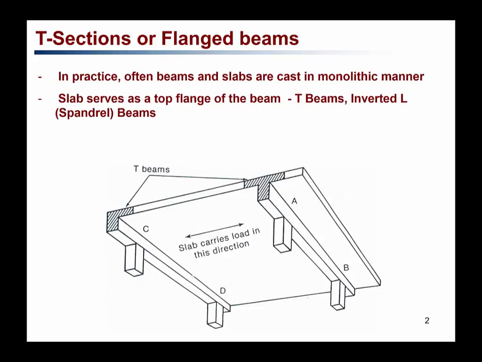In this case, the slab will act together with the beam, as can be seen here. If it is a beam in the middle of the slab, as you can see, this is the flange part, and this is the web, and the reinforced concrete beam is a flange shape, which we call a T beam in this case. And if it is a corner beam, it will be an inverted L beam as well. So we'll look into how to analyze these T sections for the flange beams.